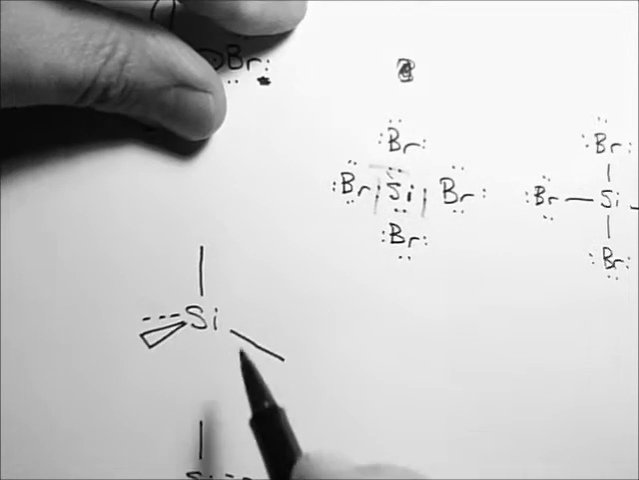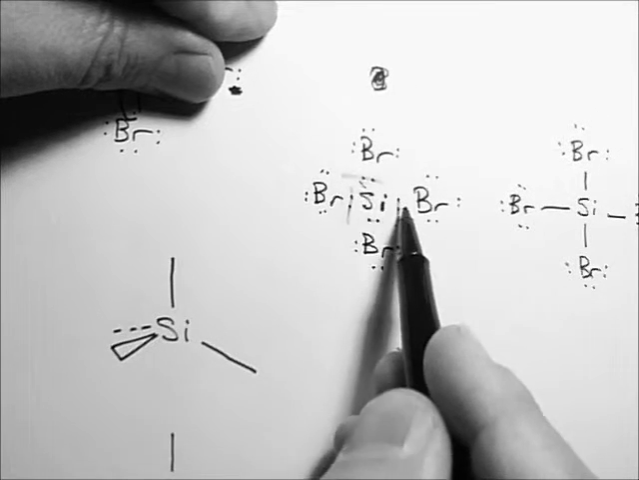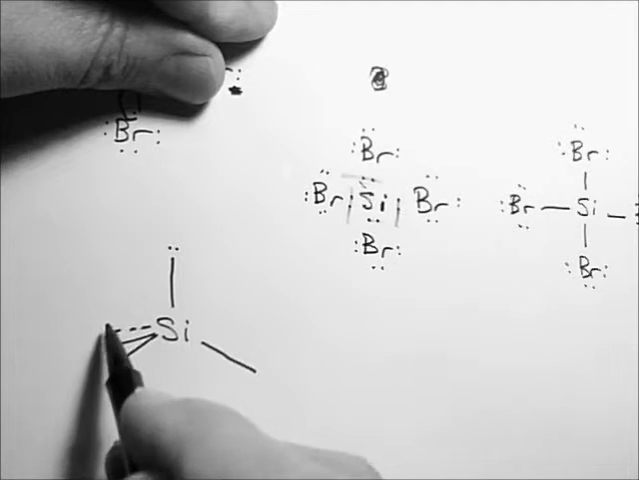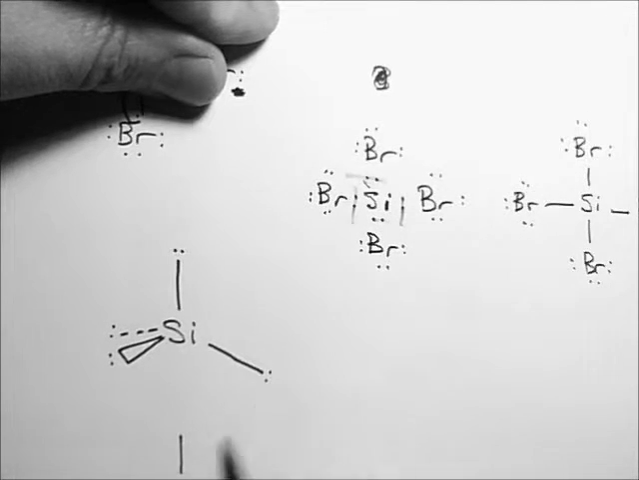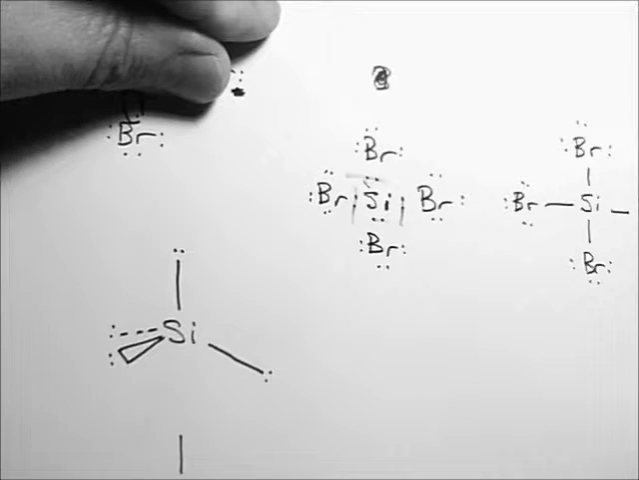So on each of these legs, there is a pair of electrons. I'll put a pair of electrons on each one of those legs. This is a flat 2-dimensional structure. We just went into 3 dimensions here.